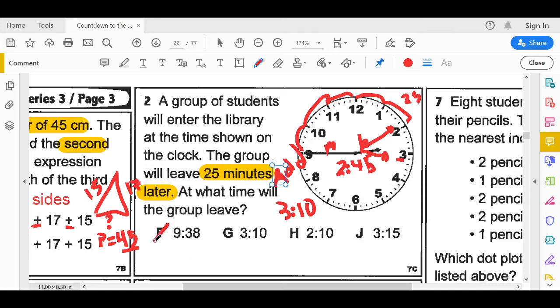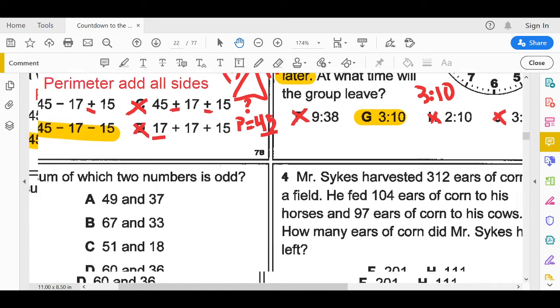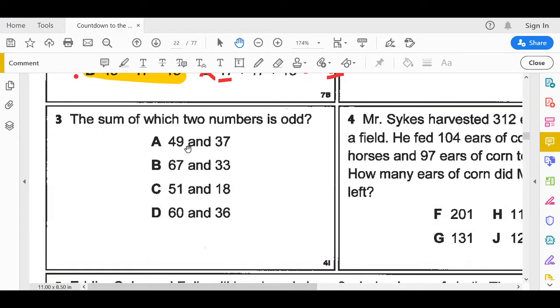So we know that F is not a good answer. H is not a good answer either. J is not the one we need. So letter G is our answer, 3:10. Make sure you are checking these answers on my video. So then on the Google form, you can choose the right answers and I can see 100 on your practice paper, okay? Let's go for number 3 right there. The sum of which two numbers is odd?